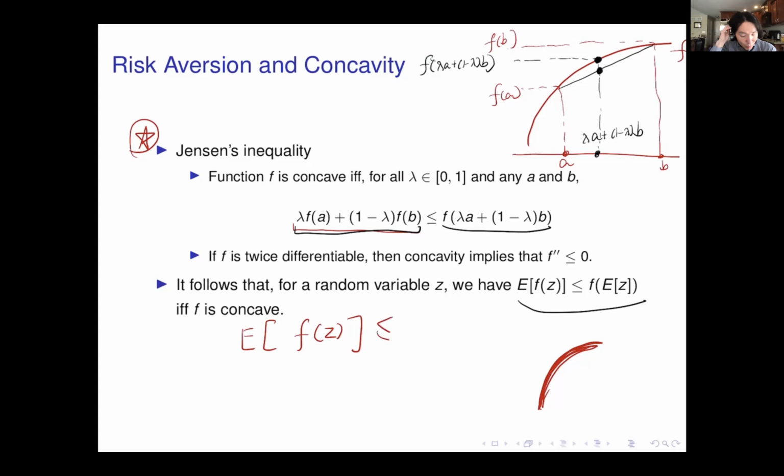I'm sorry, always smaller than the function value of the average. Okay. This is a very, very important property. Jensen's inequality. I would say the most important concept in today's lecture.